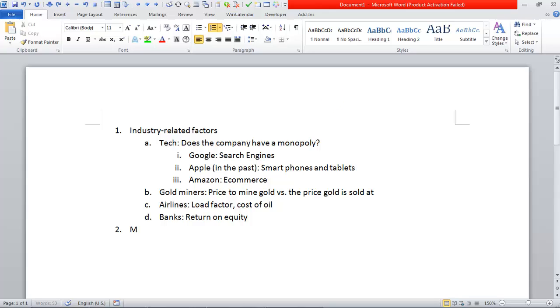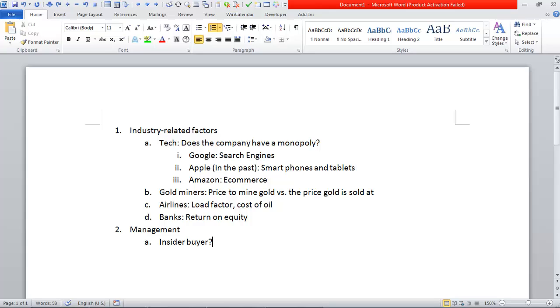Second is the management of the company. And I don't really like to dig into a lot of management factors. A lot of people like to look at things like, is there insider buying, or is the management buying stock in the company itself? Because if they are, that shows that they're confident in the company. And if they're selling the stock, it shows that they're not confident in the company. But confidence is just one thing.